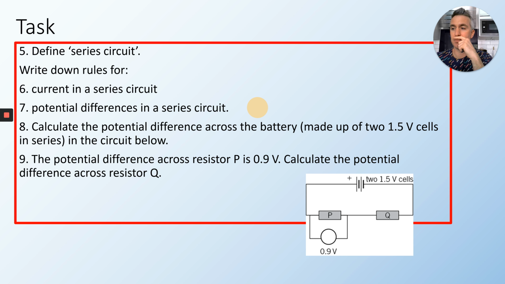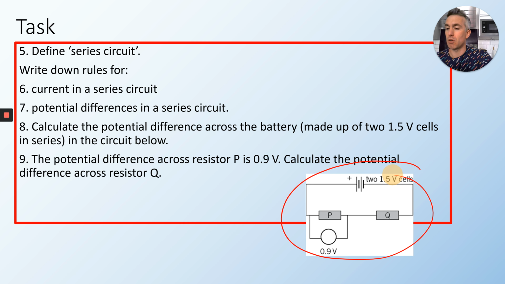New bit. What is a series circuit? Can you define what a series circuit is? And what are the rules for current in a series circuit? What are the rules for potential difference in a series circuit? And then, can you work out the potential difference across the battery in this circuit? And then, can you work out the potential difference across the resistor Q?